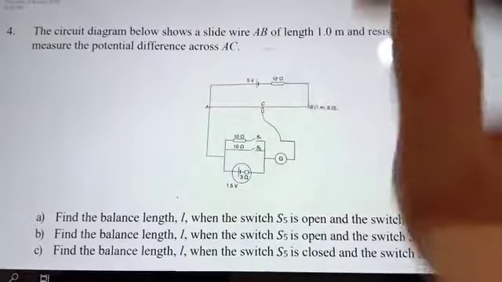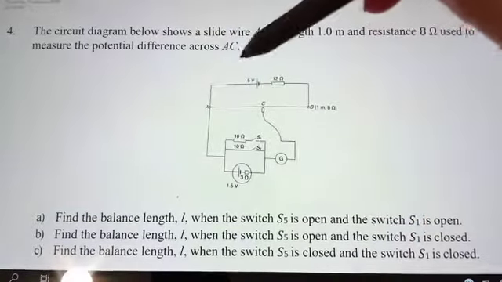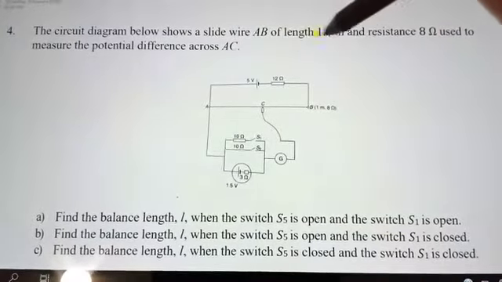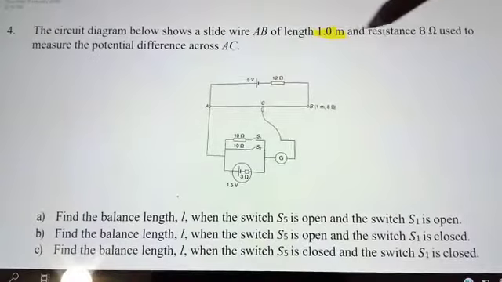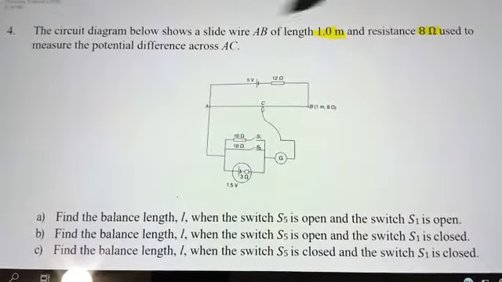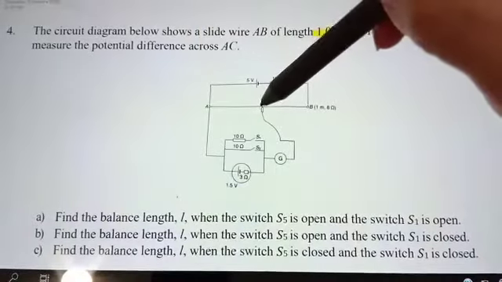Okay, so we have a potentiometer here. This slide wire AB is 1 meter long and its resistance is 8 ohm, used to measure the potential difference across AC.